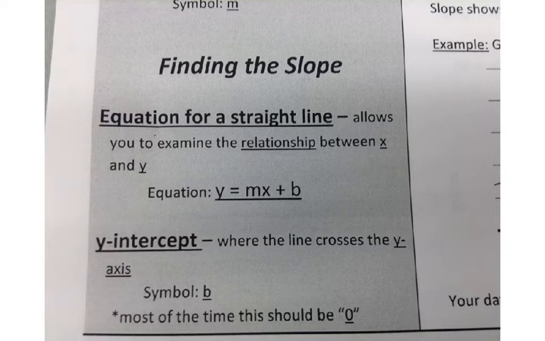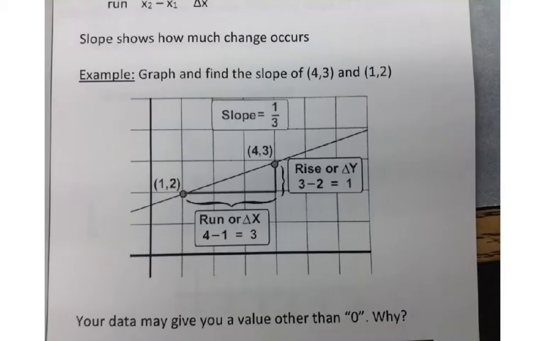Okay, an equation for a straight line. We will be dealing with a lot of straight lines or linear relationships in this class, and the equation is one that you should be very familiar with. Y equals mx plus b. Y is your y value, x is your x value at that given time, b is your y-intercept, or where it crosses the y-axis, which is talked about down here, and m, as we already talked about, is our slope. Most of the time in this class it should be 0, but it not always is at 0.